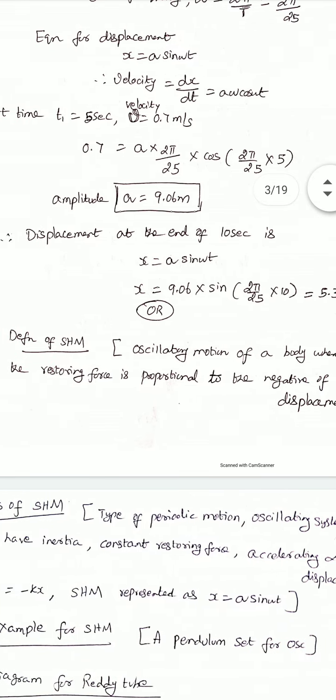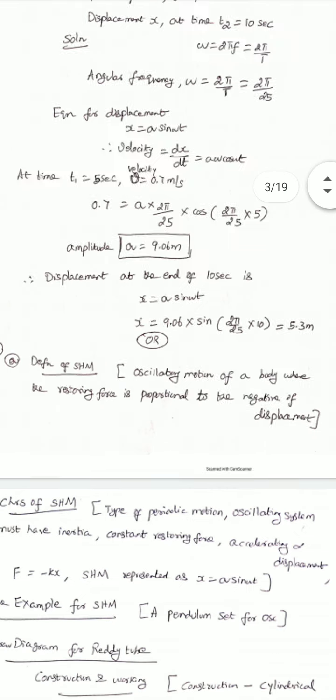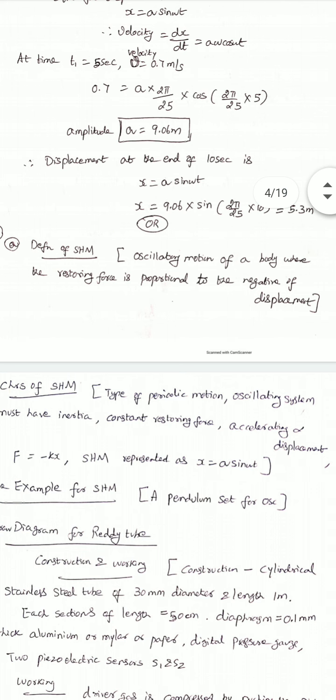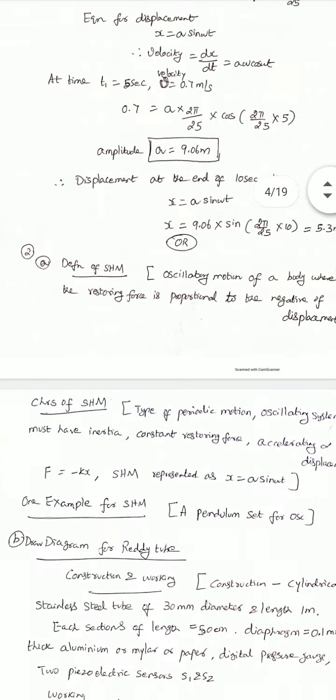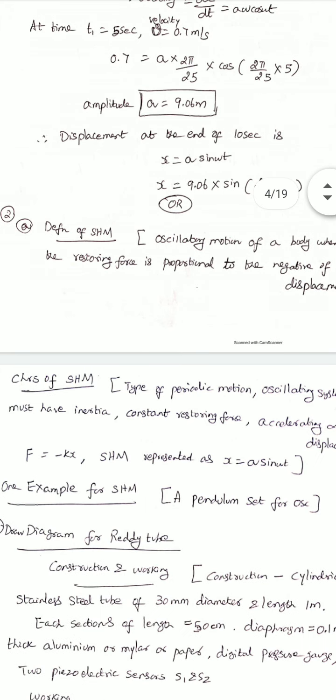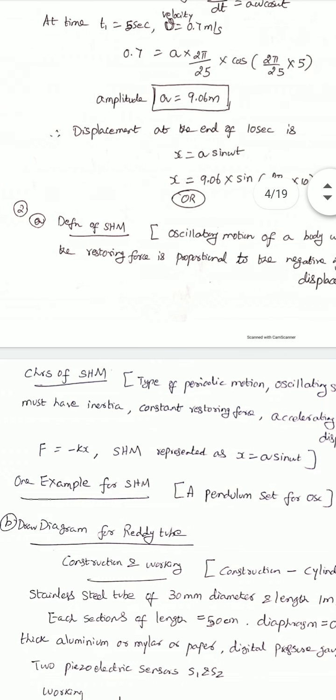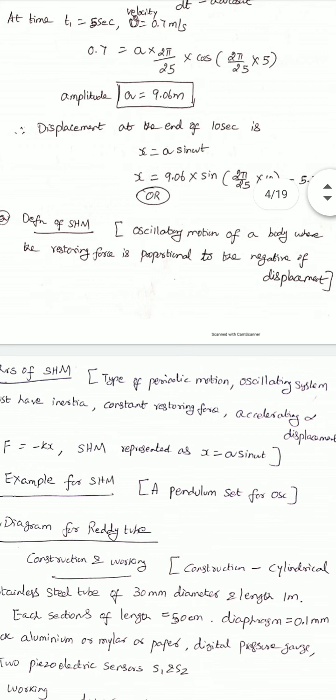So the definition of simple harmonic motion: it is an oscillatory motion of a body where the restoring force is proportional to the negative of displacement. Okay, so then the characteristics of SHM, these are the points you have to highlight. It is a type of periodic motion, the oscillating system must have inertia, so there is a constant restoring force, then the acceleration is proportional to the negative of the displacement.